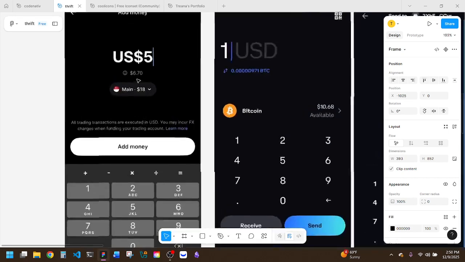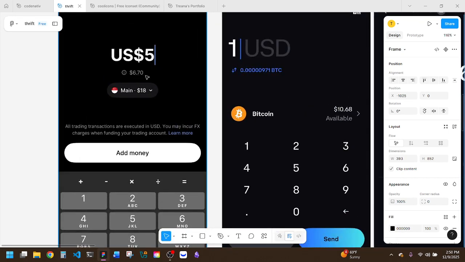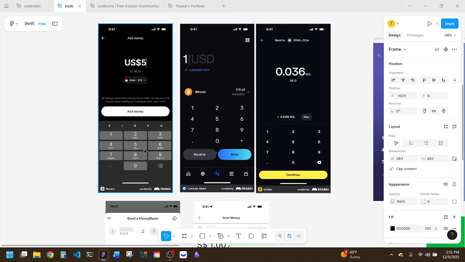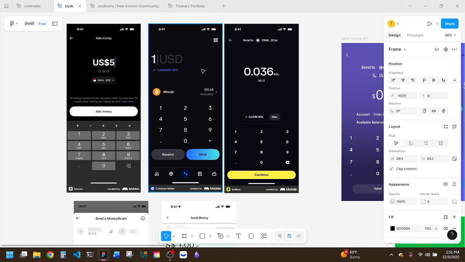And I think this is the equivalent to what it equals in USD. Or I'm assuming, I'm not quite sure. And then, of course, it has this dial pad. And then with Coinbase, you have the amount, and then this is the amount it equals in Bitcoin or whatever, currency conversion, so to speak. And then how much Bitcoin you have available. And then you can send and receive, things like that.